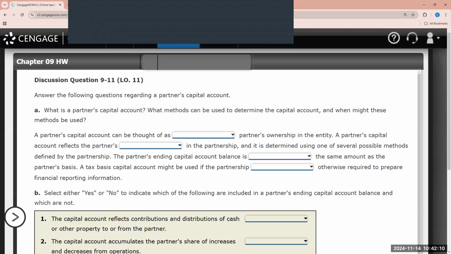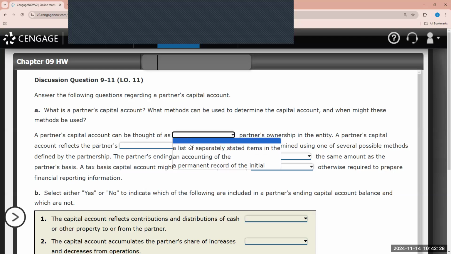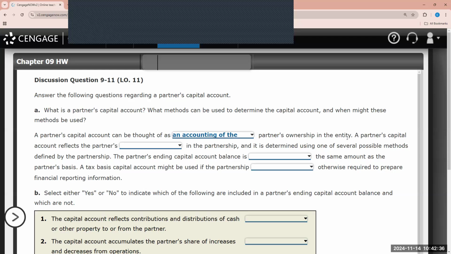So as it relates to the partner's capital account, one of the key things is that this is ultimately helping to determine, it's like a form of accounting pretty much, right? How much did the partner contribute? How much did they take out in distributions, etc. So a partner's capital account can be thought of as a list of separately stated items, an accounting of a permanent record. It would be an accounting of the partner's ownership in the entity. So much like in accounting, let's say we are dealing with a sole proprietor and you want to determine their equity in the corporation, it's fairly similar.